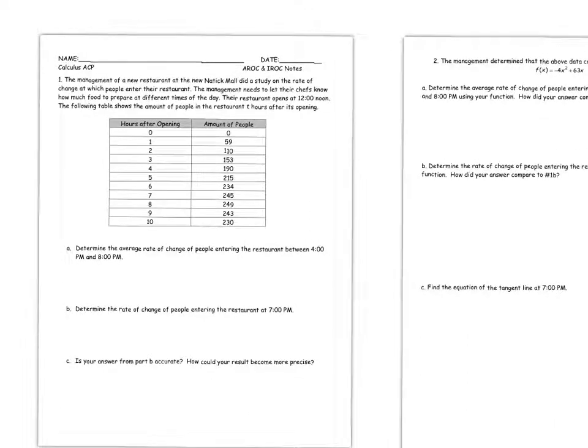So the context here is, let's see, it says the management of a new restaurant at the New Natick Mall did a study on the rate of change at which people enter their restaurant. The management needs to let their chefs know how much food to prepare at different times of the day. The restaurant opens at 12 noon, and the following table shows the amount of people in the restaurant T hours after its opening.